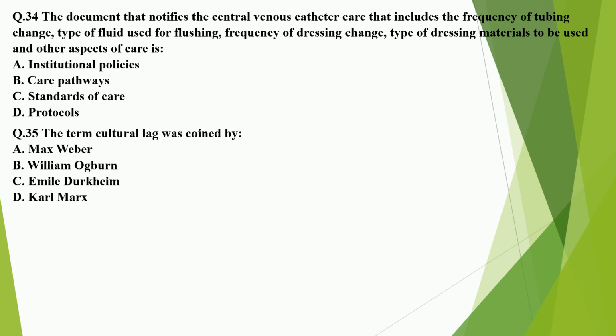Next question. The document that outlines the central venous catheter care, which includes the frequency of tubing change, type of fluid used for flushing, frequency of dressing change, type of dressing material to be used, and other aspects of care, is: option A, institutional policies; option B, care pathways; option C, standard of care; option D, protocols. Correct answer is option D, protocols.